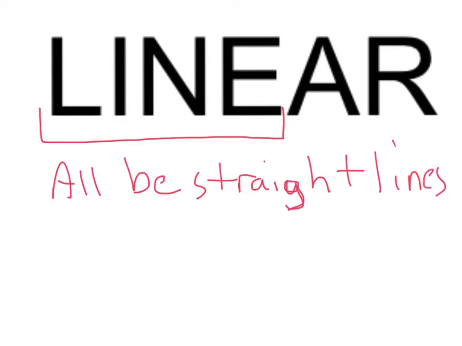So they will all be straight lines, and those can be either continuous straight lines or discrete straight lines, but they will all be a straight line. They don't have to be necessarily positive like what I drew right here, but they could be negative straight lines, but they will all be straight lines in order to be linear.